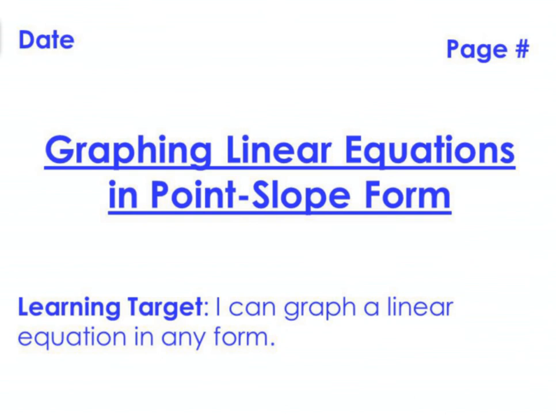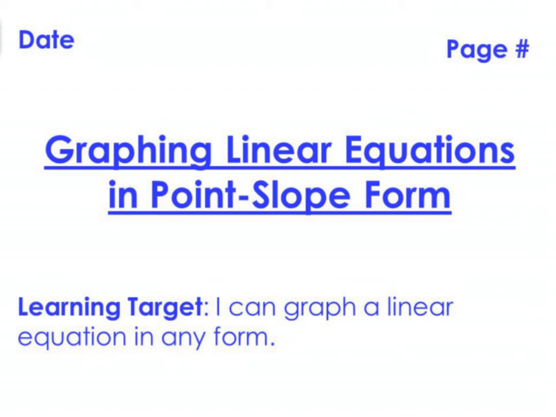Okay, this is the last new thing you're going to learn before your test. You have learned how to graph using a table of values. You've learned how to graph using intercepts. You've learned how to graph using slope-intercept form. You've learned to rewrite it from standard form to slope-intercept form in order to graph it. This is going to be the last way you're going to learn to graph a linear equation.